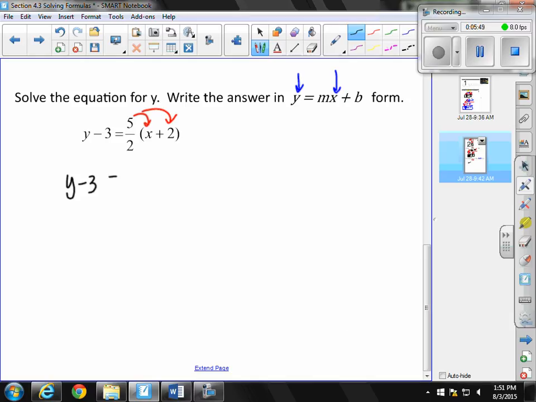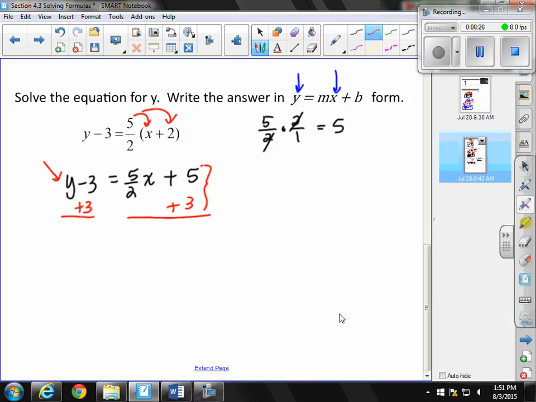Y minus 3 equals 5 halves times x is 5 halves x plus 5 halves times 2. You can do this on the calculator or you can do it by hand. Remember, 2 is the same as 2 over 1. 2 in the numerator, 2 in the denominator, we can cancel, and 5 divided by 1 is 5. So we have 5 halves x plus 5. And here we don't have to clear the fraction because our goal was to get y by itself. And the only thing we need to do to get that y by itself is add 3 to both sides.